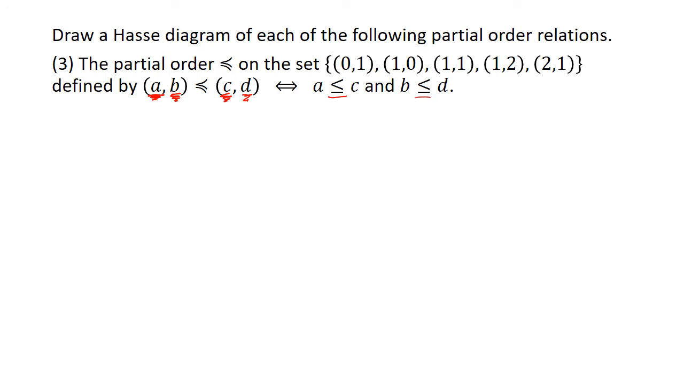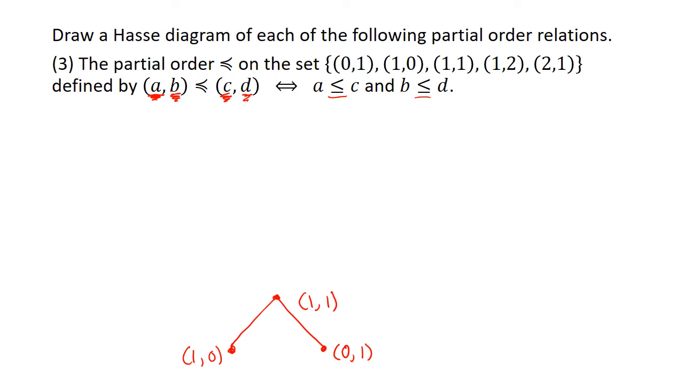Okay, so let's see, what can I put at the bottom here? I guess I'll start with 0, 1. I'm going to put 0, 1 there. Now 1, 0 is not going to be above that, so I'm going to have to put 1, 0 over here to the side. Okay, now 1, 1 should be above both of those, because 1 is greater than or equal to 1, and 1 is also greater than or equal to 0. So if you look at the coordinates here, this first 1 is greater than or equal to the first coordinates of both of the lower points, and then the second coordinate 1 is greater than or equal to the second coordinates of both of those points.